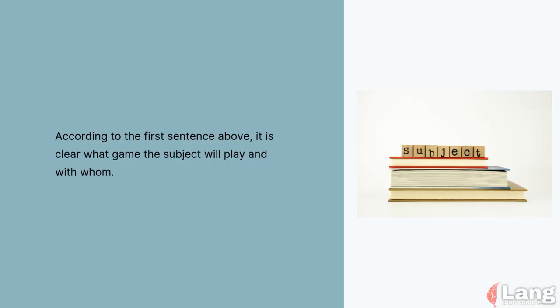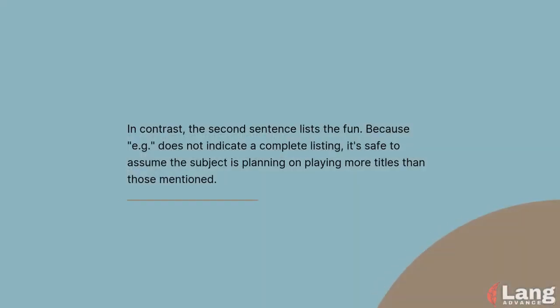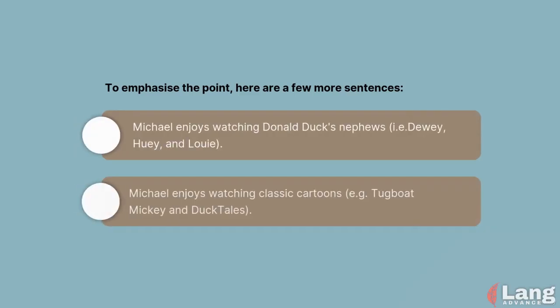According to the first sentence above, it is clear what game the subject will play and with whom. In contrast, the second sentence lists the fun. Because exempli gratia does not indicate a complete listing, it's safe to assume the subject is planning on playing more titles than those mentioned. To emphasize the point, here are a few more sentences.